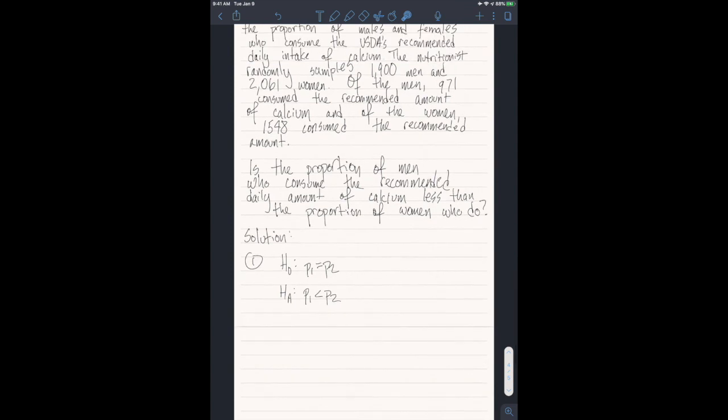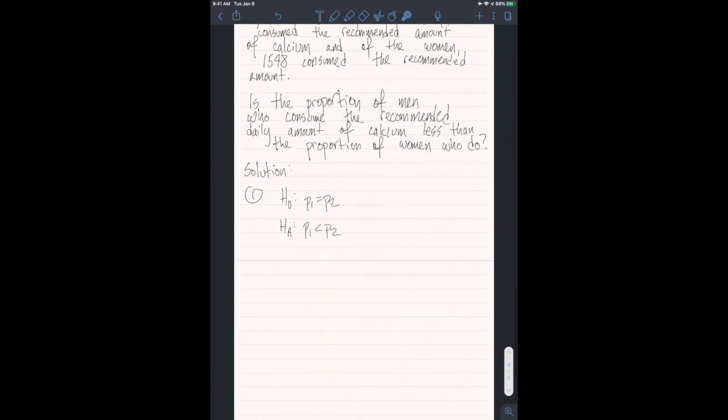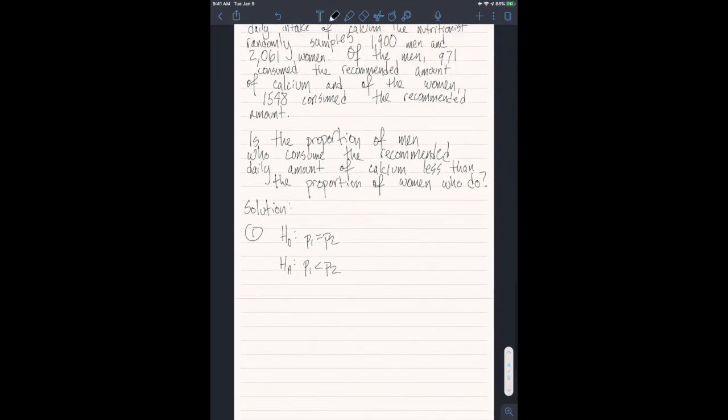But these are our two hypotheses, right? That there's no gender difference. The proportion of men is equal to the proportion for women. The alternate is that the percentage of men who get their recommended amount is less than the percentage of women who get their recommended amount. Oof. That's a lot of talking, but hopefully the math makes sense. The two hypotheses, at least.